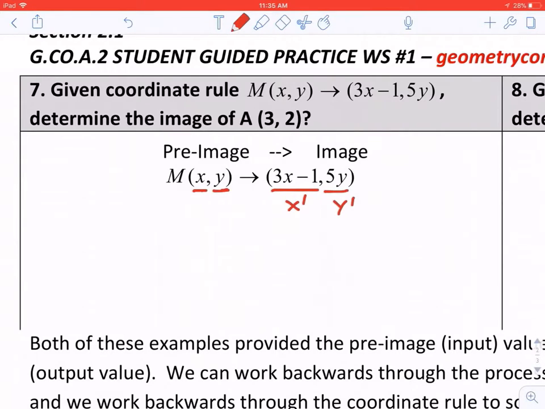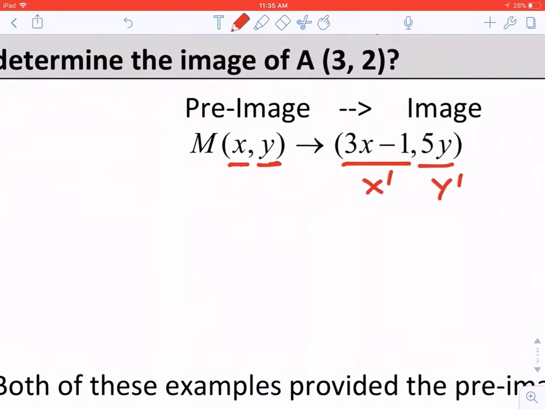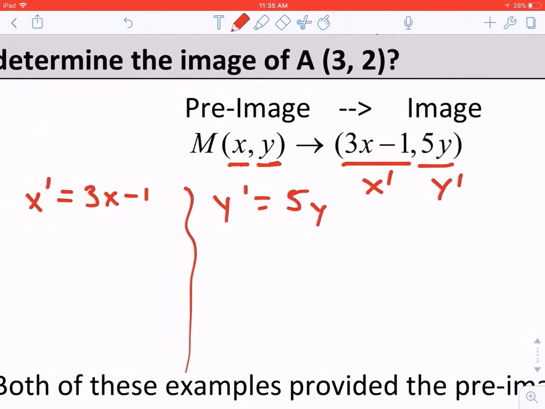Here's how you're going to show the work for this. You're going to make an equation with x prime being equal to 3x minus 1. 3x minus 1 comes from the image. You're going to make a separate equation for y prime, and that's equal to the y value of the image.